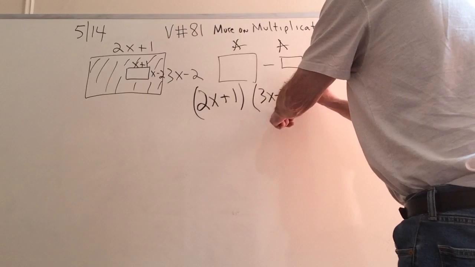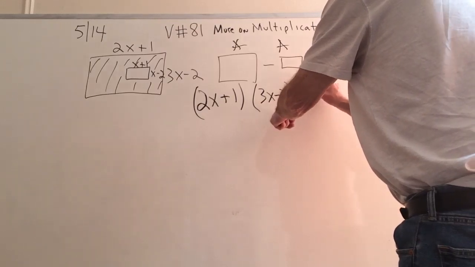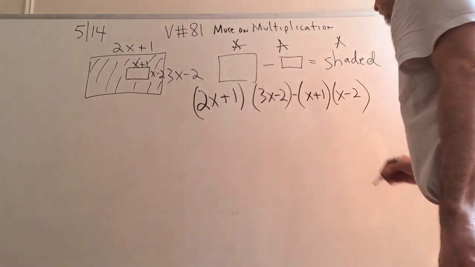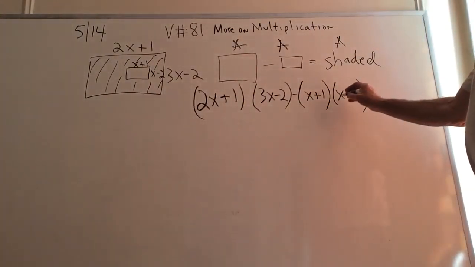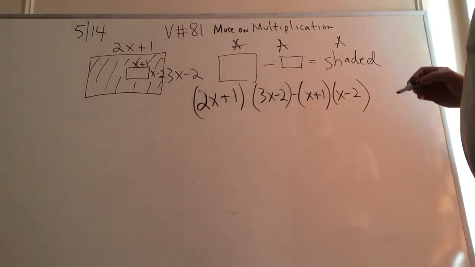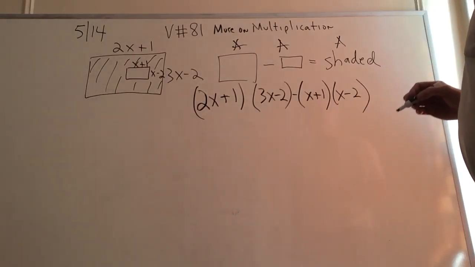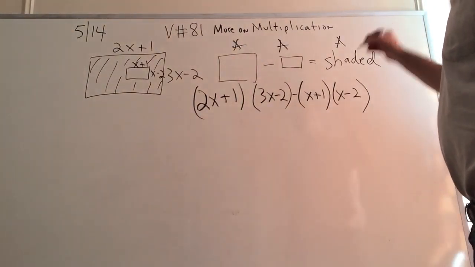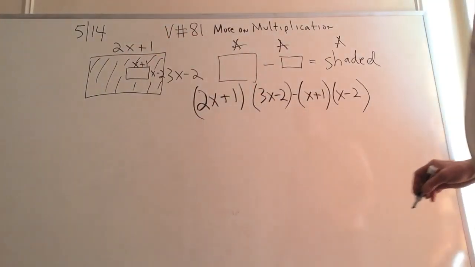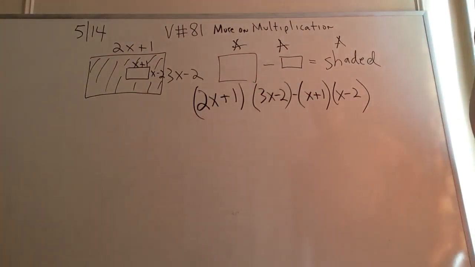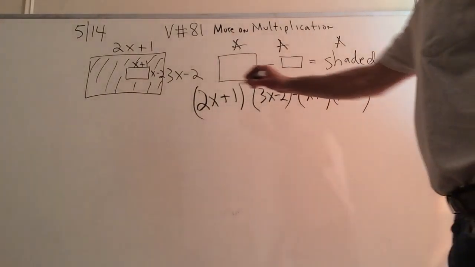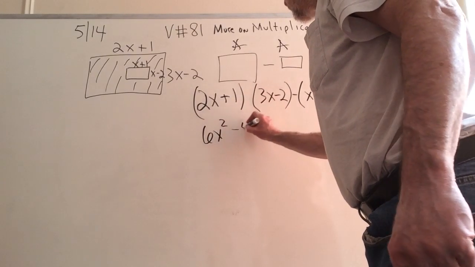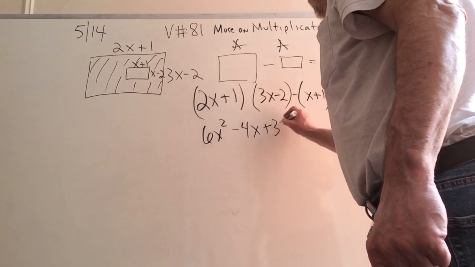And then this minus the small guy, which is x plus 1 times x minus 2. Okay? So here, actually, x would be bigger than 3, or 3 or greater, I think, but we're not going to worry about that now. And that's the shaded area. So you're familiar with that from the last test, and even before that, we were doing problems like that. So the length times the width is 6x minus 4x plus 3x.